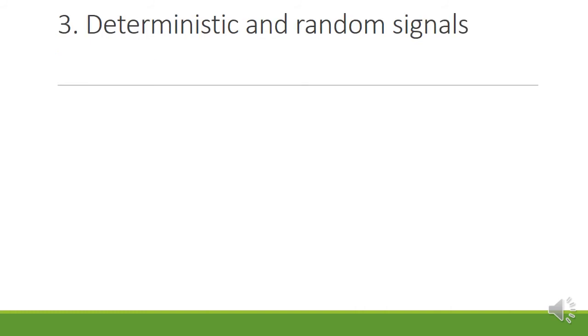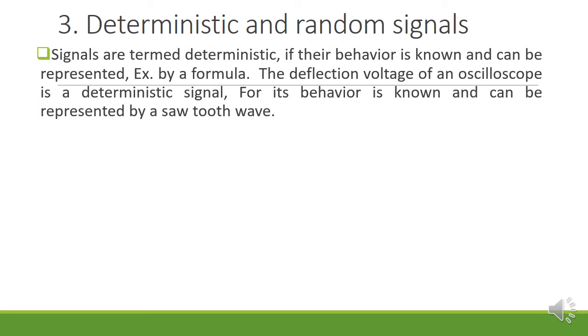Let us move to the deterministic and the random signal. The definition is somewhat interesting. Let us see the definition of a deterministic signal first. Signals are termed deterministic if their behavior is known and can be represented.